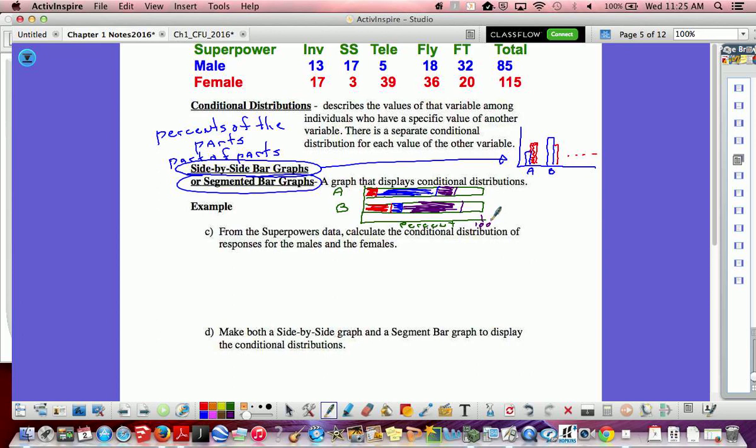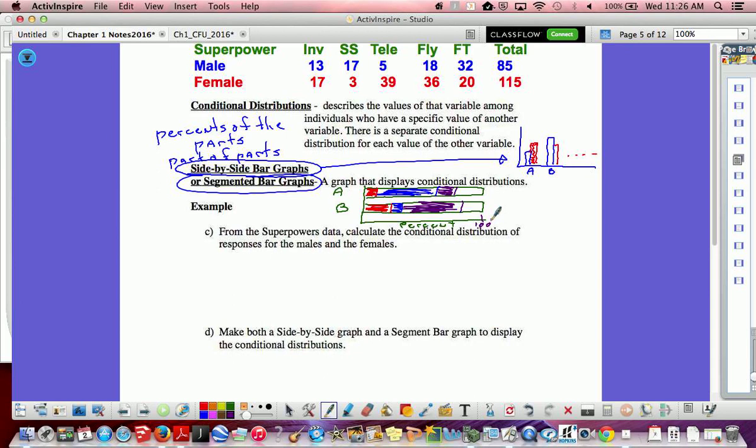Are you okay if I go to part C right now? Just want to make sure. I know I did a lot of drawing up there, so I can easily pause and wait for a second if we need to.